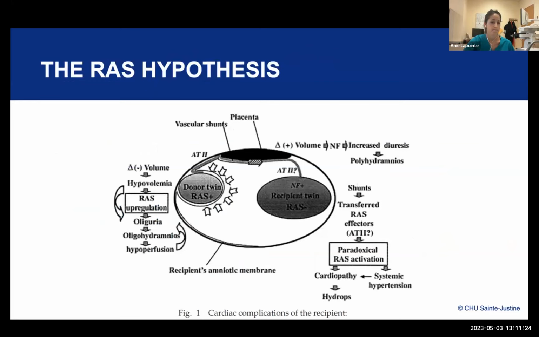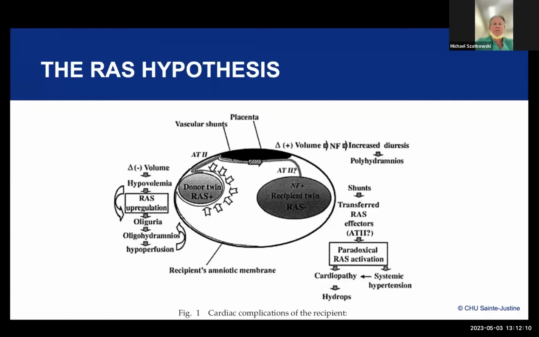In TTTS, the chronic blood reduction in the donor induces an upregulation of the renin-angiotensin system. The recipient twin faces a high blood volume combined with a paradoxical activation of its renin-angiotensin system because of the transfer of effectors such as angiotensin II through the placental shunts. This leads to an increased systemic vascular resistance, elevated blood pressure, and subsequent fetal cardiomyopathy in the recipient.